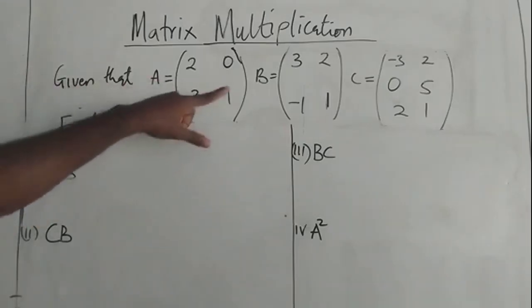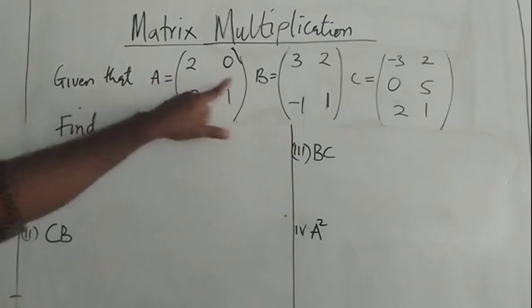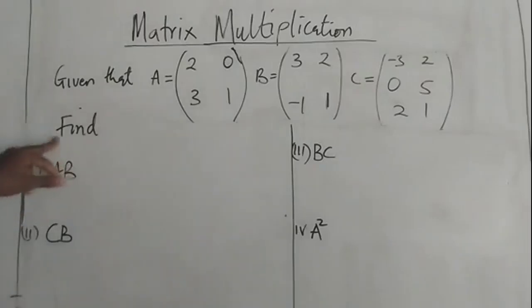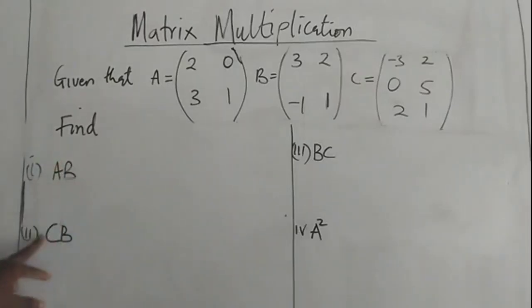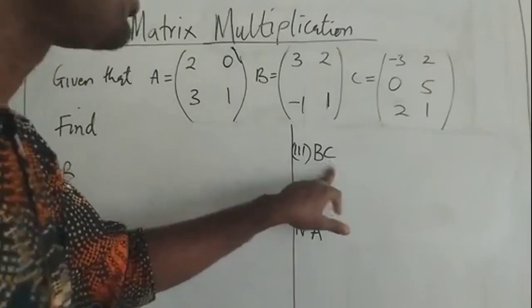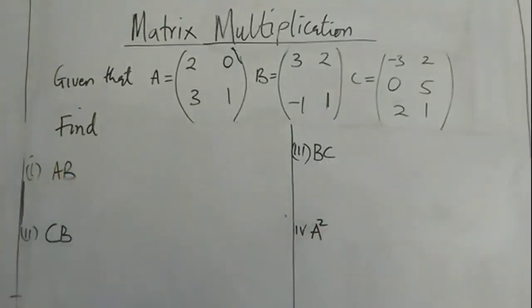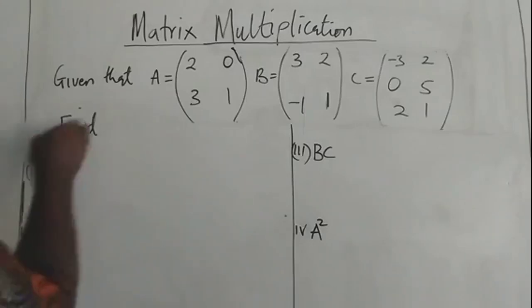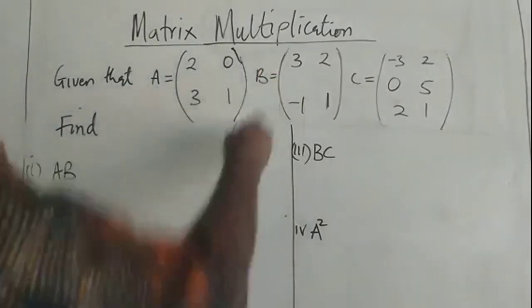I have 3 matrices, matrix A, B, and C. And the question says, find AB, CB, BC, A squared. Let's start with the first one. AB simply means matrix A times matrix B.